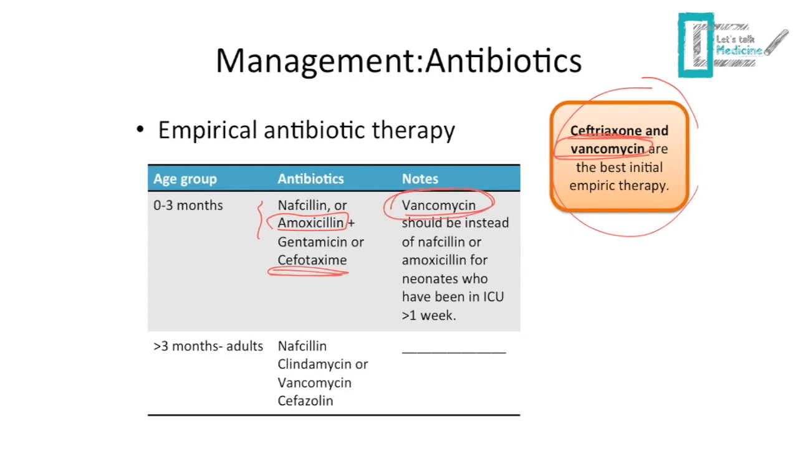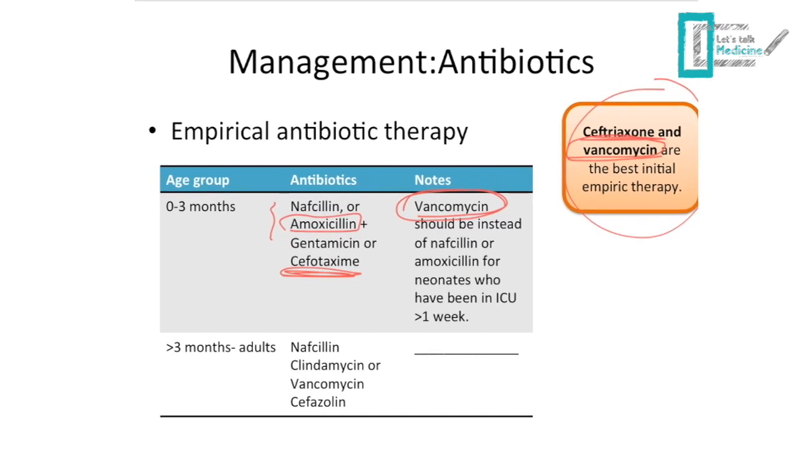Why do you sometimes use cefotaxime, not ceftriaxone? Because, as we know, ceftriaxone in patients who are less than 1 month old can cause biliary sludge and therefore biliary obstruction. Also, sometimes clindamycin can be used as an alternative to vancomycin if you suspect atypical organisms and MRSA.